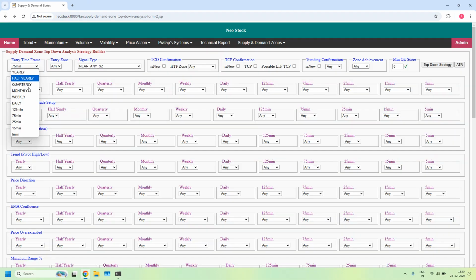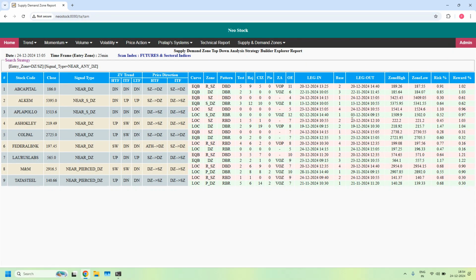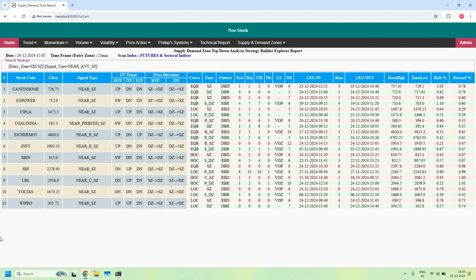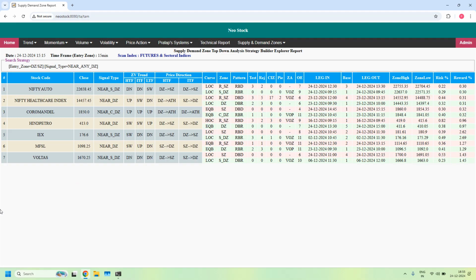Okay, next time frame is 25 minutes. Stocks near 25 minutes demand zone. We got 9 stocks. Next, 25 minutes time frame. Stocks near 25 minutes supply zone. 11 stocks are filtered. Next time frame is 15 minutes. Stocks near 15 minutes demand zone. 7 stocks are filtered.